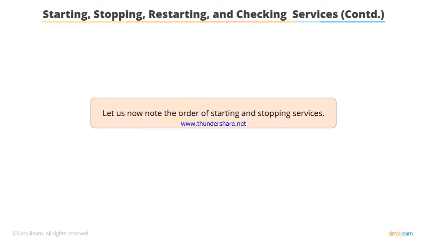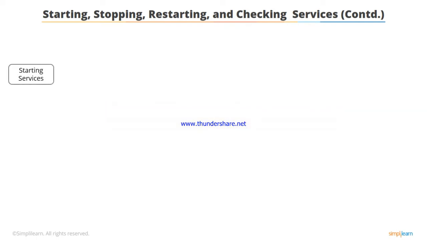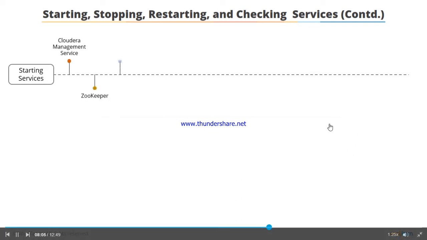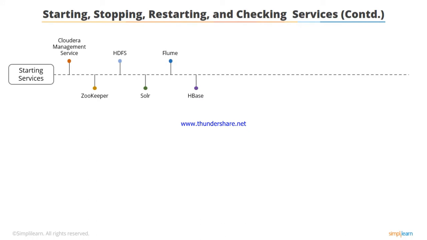We learned that the order of starting and stopping services is important. Let us now note that order. The following is the order that needs to be followed to start services: Cloudera Management Service, Zookeeper, HDFS, Solr, Flume, HBase, Key Value Store Indexer, MapReduce or Yarn, Hive, Impala, Oozie, Sqoop, Hue.